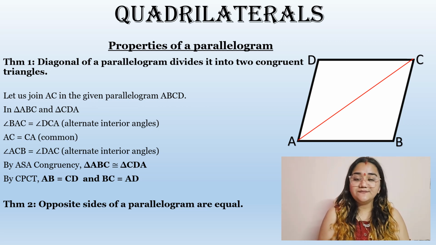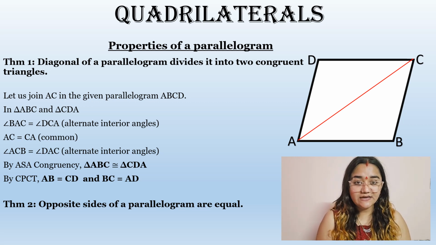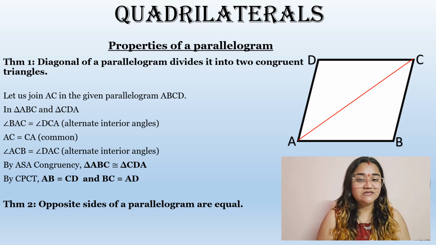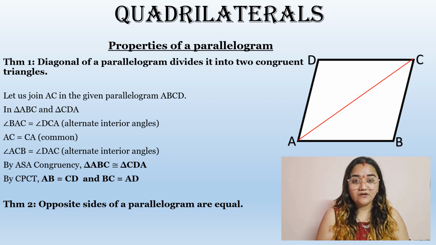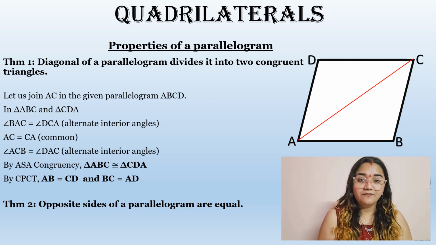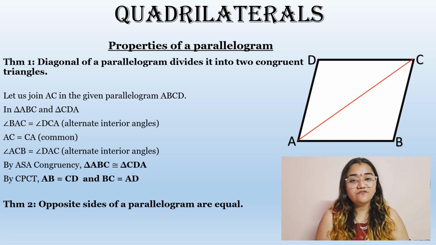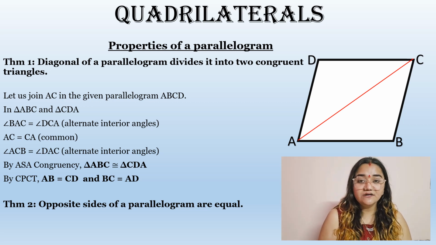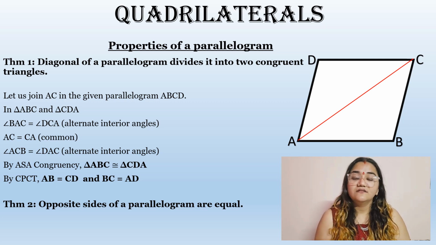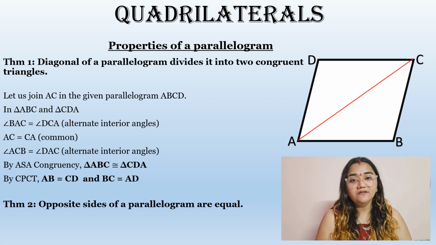From here, by CPCT we can prove that AB is equal to CD and BC is equal to AD, which gives our second theorem for the parallelogram, that is opposite sides of a parallelogram are equal. So we have proven 2 theorems regarding parallelogram. The first being diagonal of a parallelogram divides it into 2 congruent triangles. The second being opposite sides of a parallelogram are equal to each other.